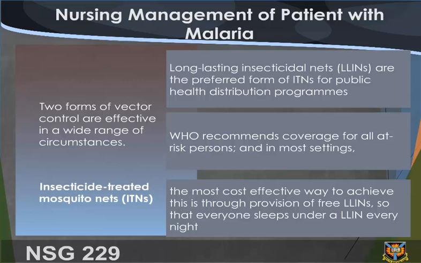Insecticide-treated mosquito nets, ITNs. Long-lasting insecticidal nets, LLINs, are the preferred form of ITNs for public health distribution programs. WHO recommends coverage for all at-risk persons, and in most settings, the most cost-effective way to achieve this is through provision of free LLINs, so that everyone sleeps under a LLIN every night.